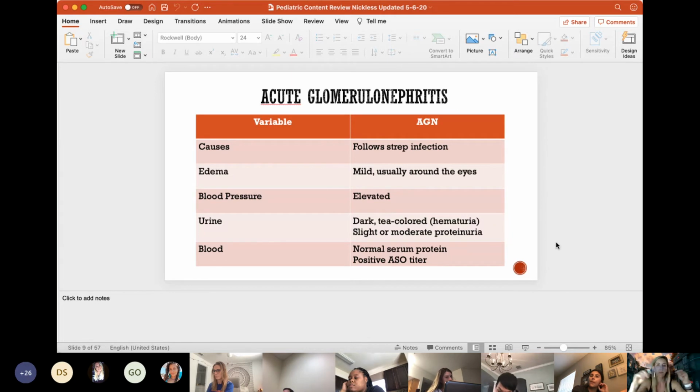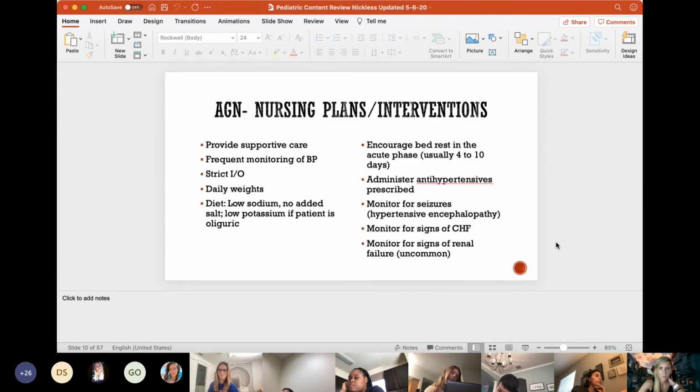And then the big telltale sign is that Coca-Cola urine, right? Mom, have you seen him pee or her pee? What does it look like? And, you know, they'll have that Coca-Cola urine. And they may have some blood. They may have a positive ASO titer, but they may also have a normal protein. Just depends on when you catch it, how soon, how early.